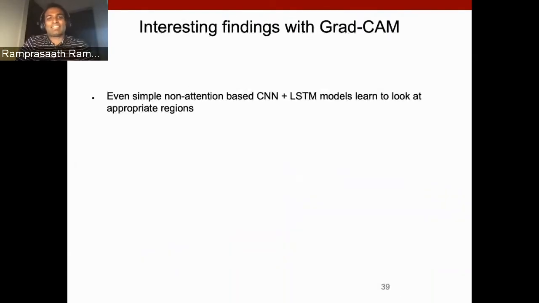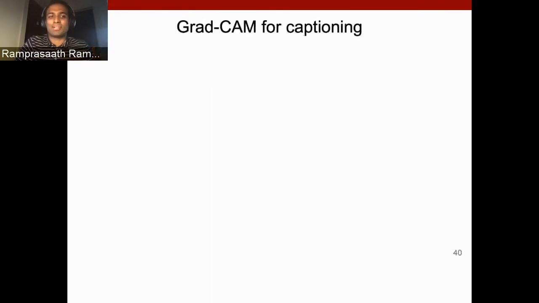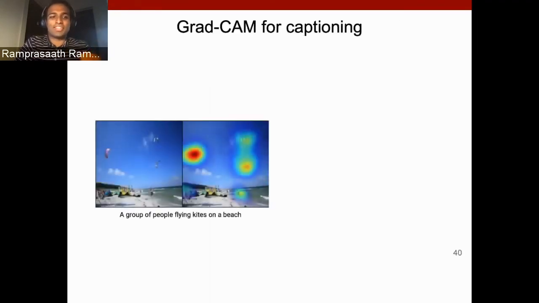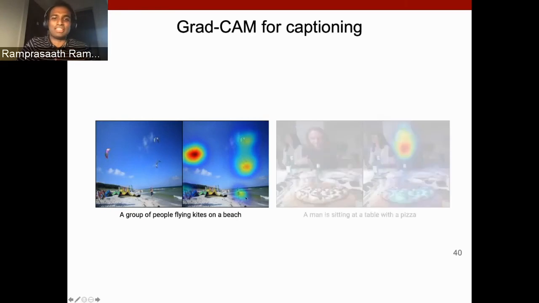Some of the interesting findings that we had with GradCam: even non-attention-based simple CNN LSTM models seem to look at appropriate regions. For example, here, this is one of the first neural network-based captioning models that predicted a group of people flying kites on a beach. Previously, there was no way to visualize where the network was looking, but here we see that the model seems to be looking at these kite-like features along with some people on the beach.